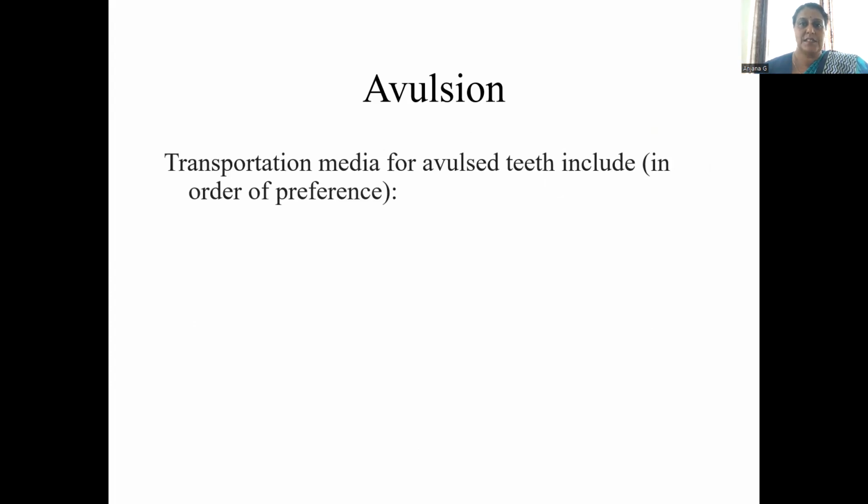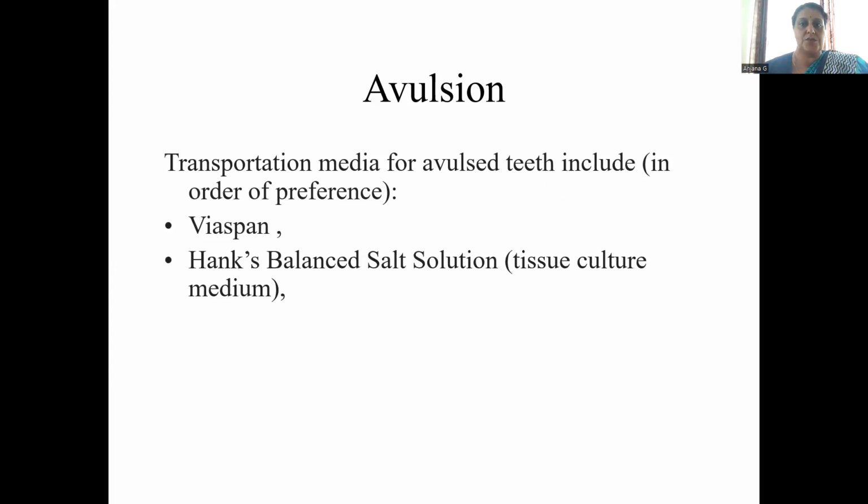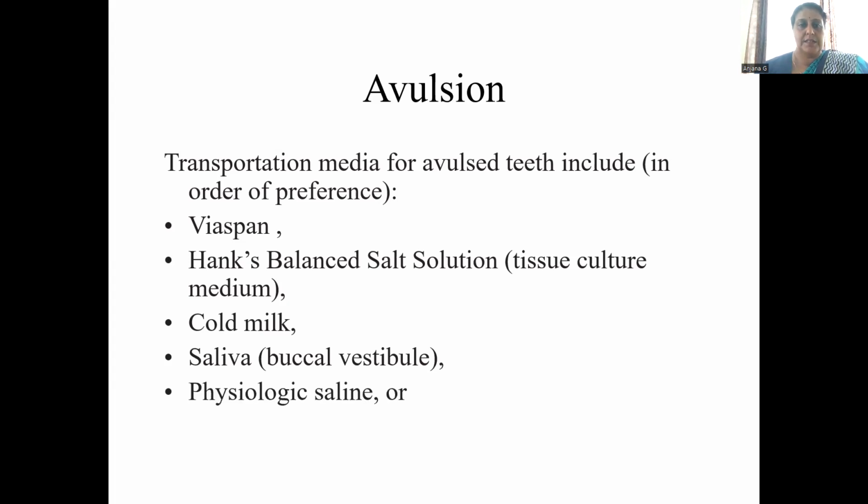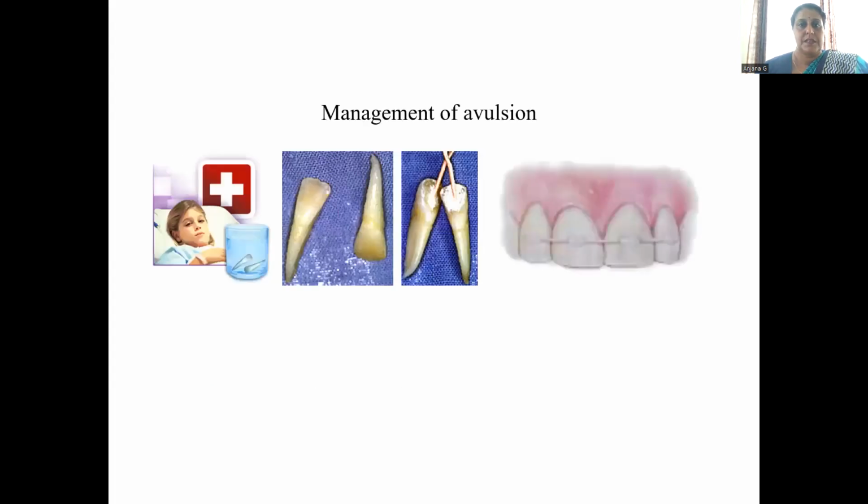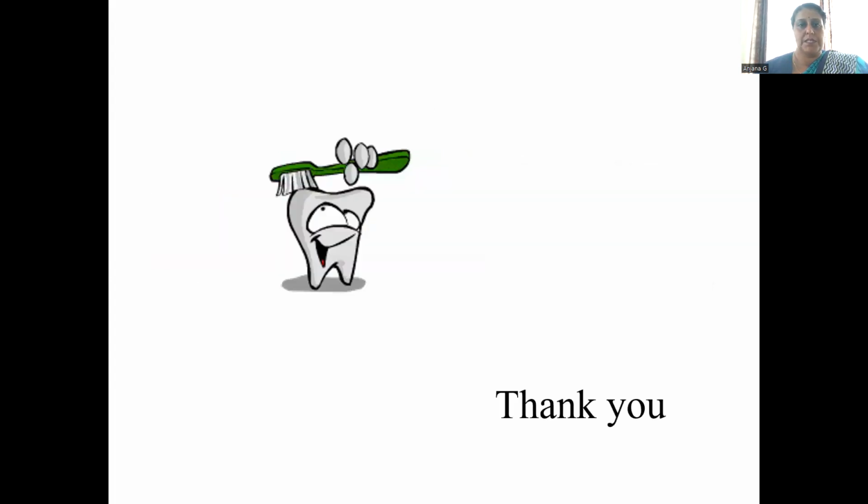Transportation media for avulsed teeth include, in the order of preference, Viaspan, which is a commercial transportation media, Hank's balanced salt solution, which is a full tissue culture media, whole milk, saliva, physiologic saline, or water. An elective endodontic treatment is done for teeth which are avulsed because there is a definite chance of the tooth going non-vital in case of teeth with closed apices.